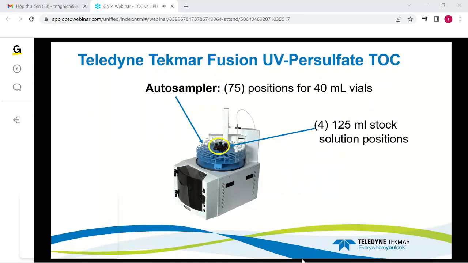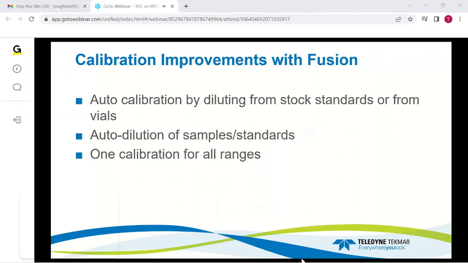Then we also have, as I said, the auto sampler on top. This does contain a 75-position 40 milliliter vial auto sampler rack, and it has 4 stock positions on the inside. These stock positions will allow you to do certain types of features with this system, which we'll talk about in a second. So instead of making your calibration standards by hand, you can actually make the system do it. The system will prepare by auto-calibrating, diluting from the stock standards in those center 4 positions. It will make the calibration for you. It can also do auto dilutions of samples and standards, and you can calibrate for many different ranges.